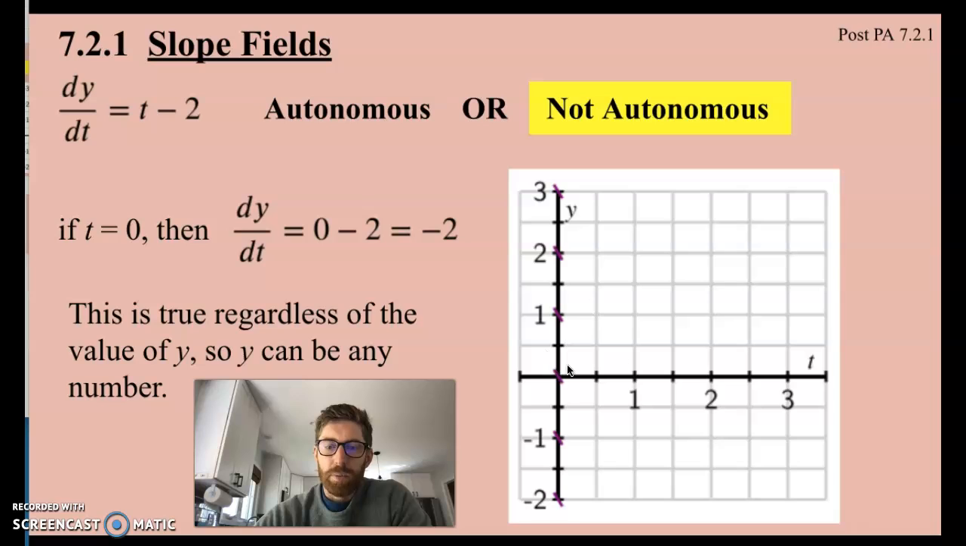So here we go. We got our t-axis and our y-axis. Notice we made little local linearizations here. We said, okay, when t is 0, the slope is going to be negative 2, so we made little tiny dashes. We could put a little tiny dash here and here. Now notice these are sloping down pretty dramatically because they're approximately negative 2. So down 2 over 1, draw it in. It doesn't matter what the y is. If t is 0, the slope of the tangent line will always be negative 2.